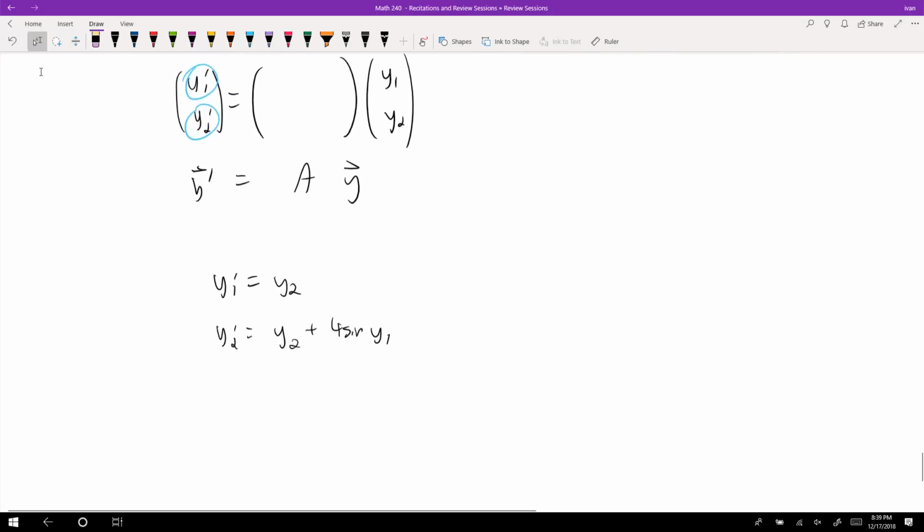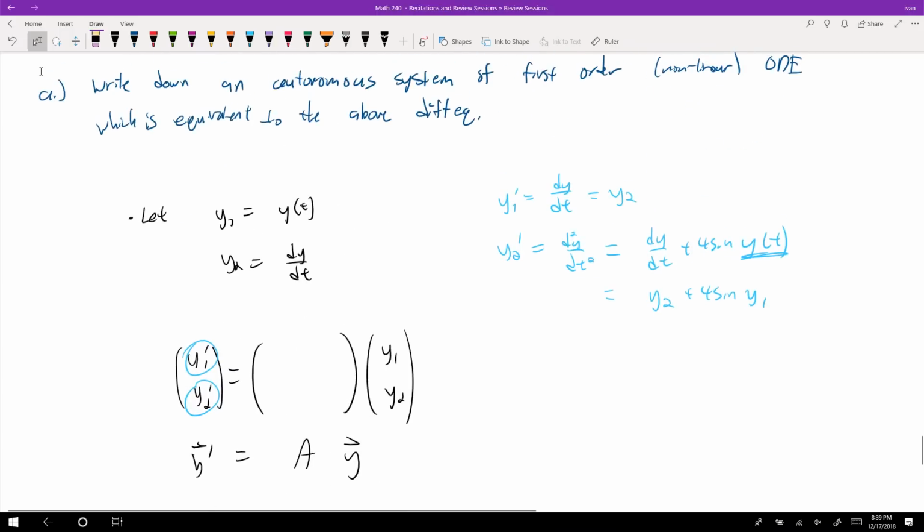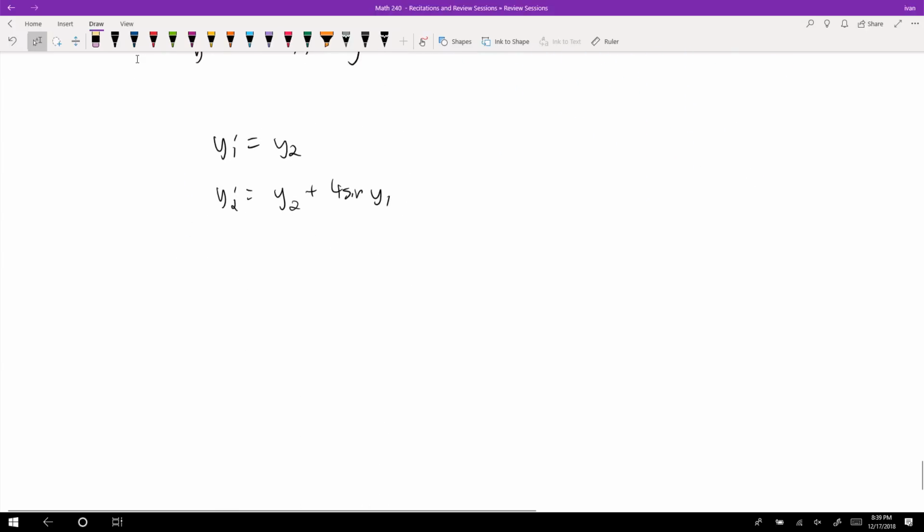All right, so that's part A. Part B deals with equilibrium points of the autonomous system. We didn't cover that this semester, so we're not going to talk about that. All right, number 8.